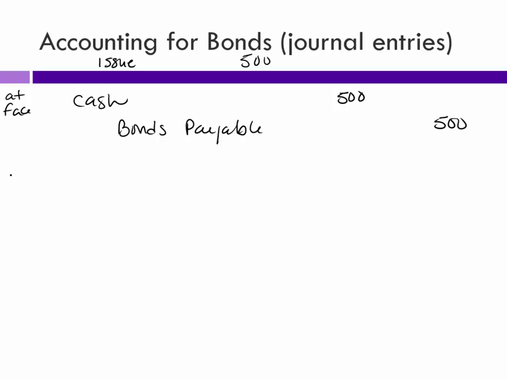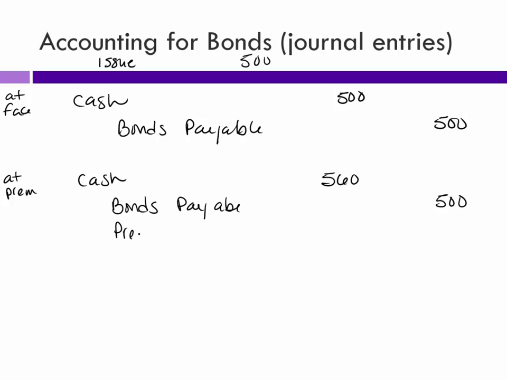If I issue it at a premium, the cash I get is something more than what I owe, right? So let's say I got $560 in cash. I'm still going to credit bonds payable for the face value. That's always going to be for the face value. So that's the 500. And the difference goes to premium on bonds payable for $60. The difference between the cash you got and what you owed.